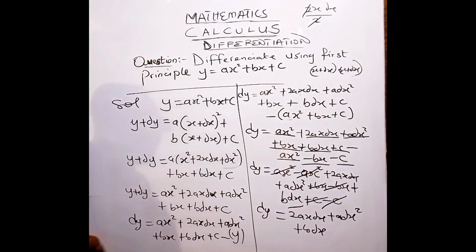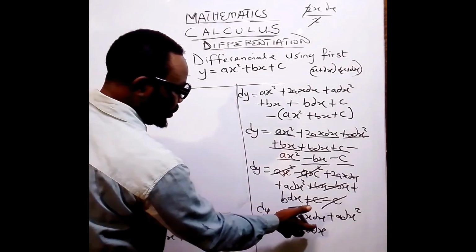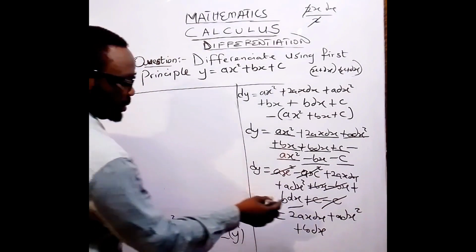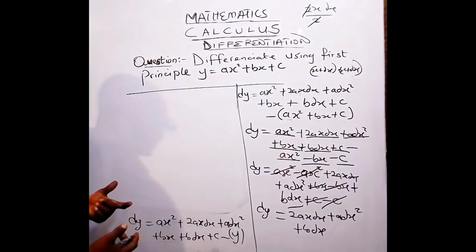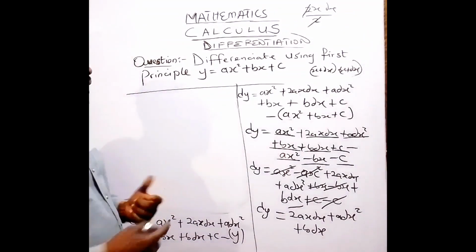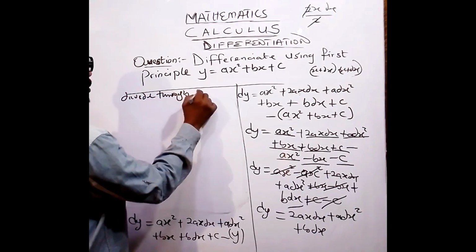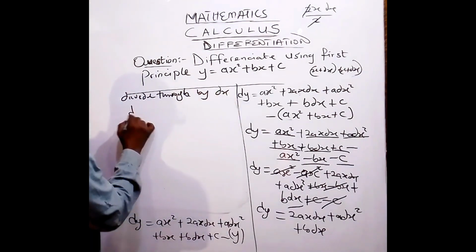At this stage now, we will be able to look at the ratio of the y to the x, that is, the ratio of the x on the left hand side compared to that of the right hand side. So let's look at that now. Now, I have y equal to 2ax dx plus a dx squared plus b dx, and I'm going to find the value of the ratio of y to x. That is, divide through by the x.